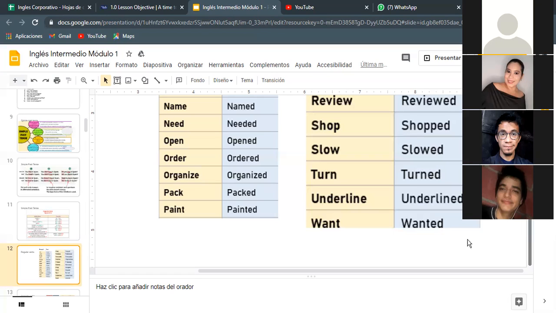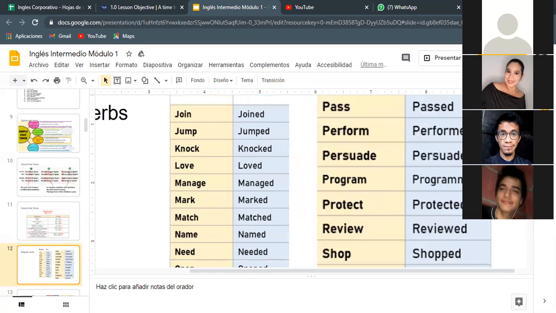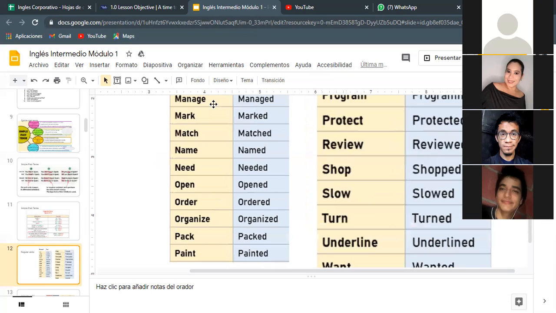Do you guys have a question regarding these verbs? Any question? No, teacher. Okay. Interesting thing is that these are regular verbs. So what are the irregular verbs? What is the difference between those? Do you know? Yes, the irregular verbs change completely. The verb.